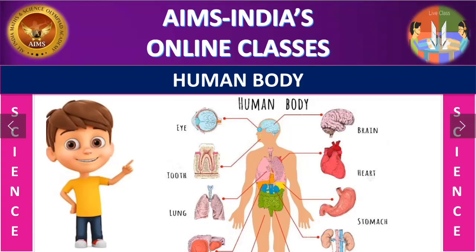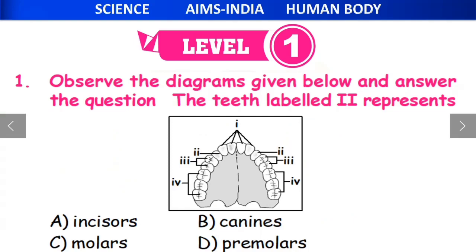So today children, from our science subject we are going to continue our lesson human body. In this session we are going to discuss some questions and answers. This is a type of revision for you where you will be learning the subject well through these questions and answers. From level 1 you have the first question here. Observe the diagrams given below and answer the question.